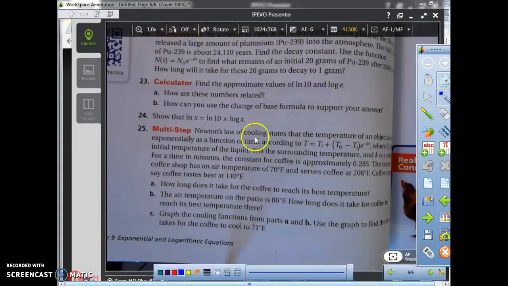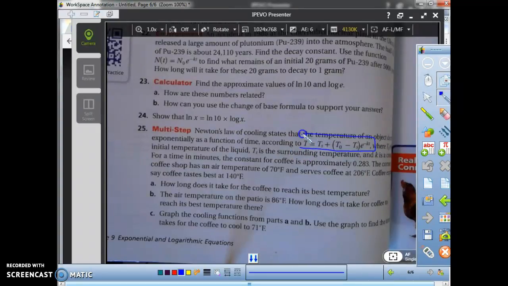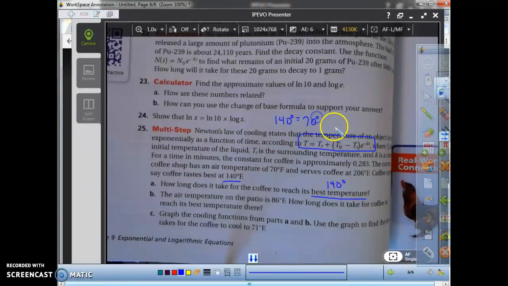So I have a Newton's law of cooling problem, and it's the formula that we've looked at before, but we haven't really done much with it. So I need to plug everything in, and I want to know how long it takes for the coffee to reach its best temperature, which is what? 140. So I want to know how long it's going to take for the ending temperature to be 140. My surrounding temperature is 70. And then the difference between the initial temperature for the coffee, which is 206, minus the surrounding temperature of 70.